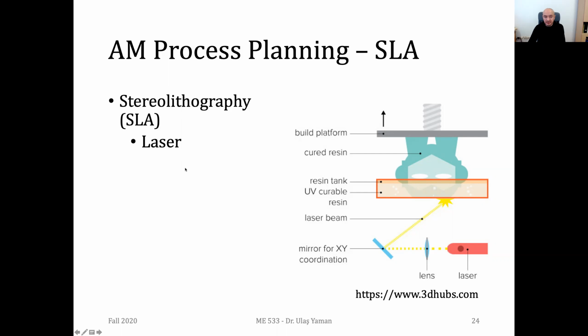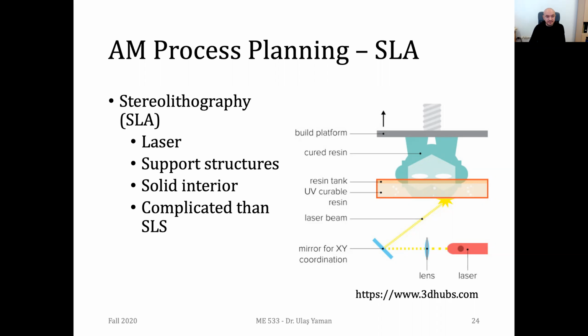We are making use of a laser, as in the case of selective laser sintering. In SLS, we don't have support structures, but in SLA and in fused filament fabrication systems, we need to have support structures. Another similar property with respect to SLS is that the interior is solid. Your laser again should cover the interior of your slices completely. You cannot have 20% or 50% infill. The interior should be filled completely.